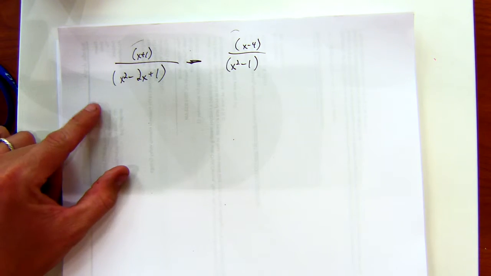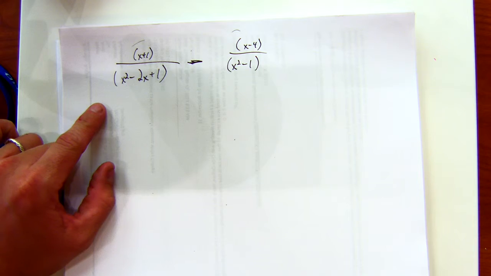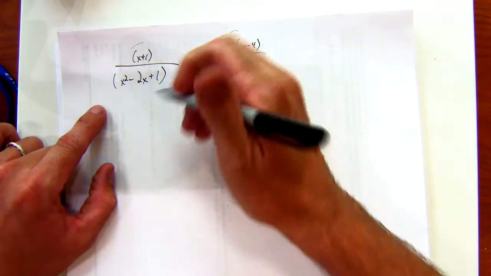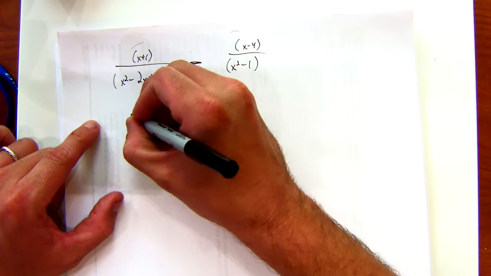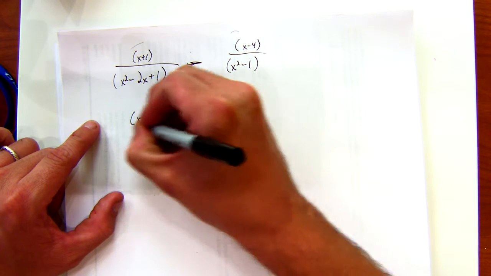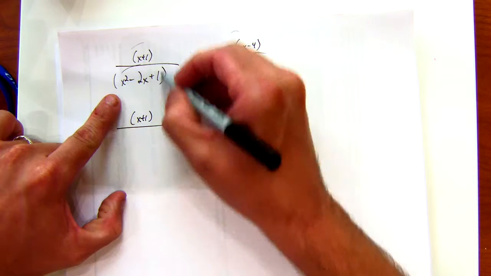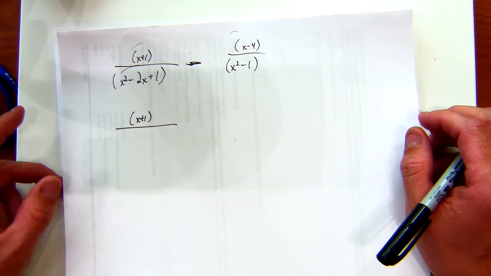Right, but before I even do that, what'd you say? Yeah, before I even begin to find the LCD, I might want to factor these things. So this is going to be x plus 1 on top. What is this trinomial factored out to be?